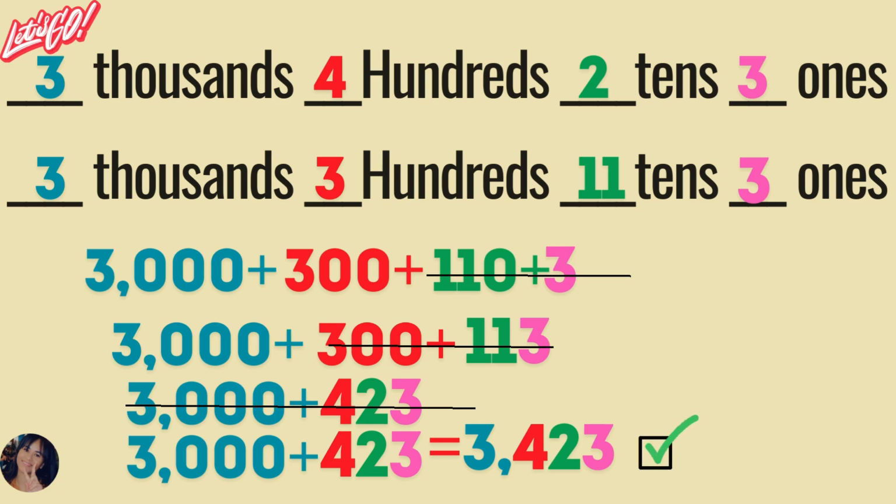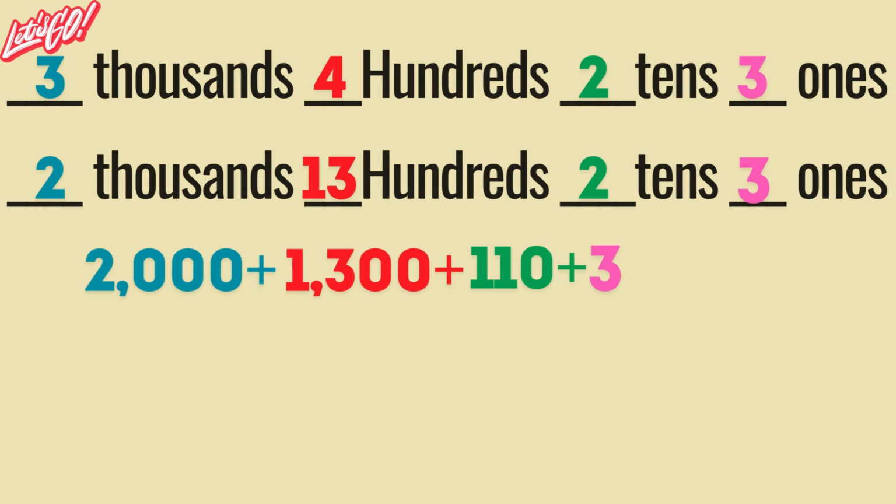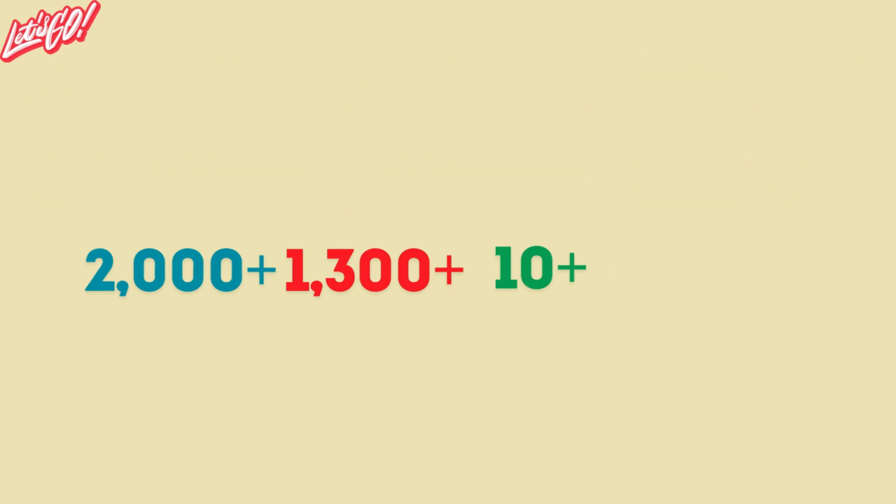But this time, let's go to the thousands place. So now I've changed my thousands digit to 2. And since I've taken away 1 from the thousand, I'm going to put it in the hundred. So that becomes a 13. So I've got a 13 in my hundreds digit, a 2 in my tens digit, and a 3 in the ones place. All right, so I'm going to write it out in expanded form, 2,000 plus 1,300 plus 110 plus 3. And I'm going to go ahead and crush that 110 plus the 3 together, 113.